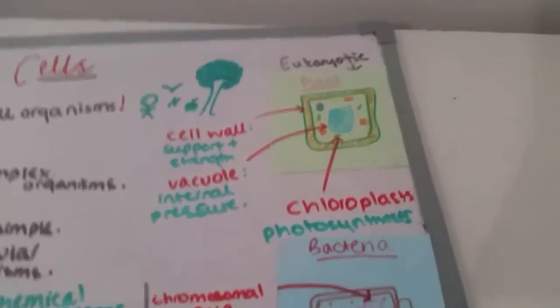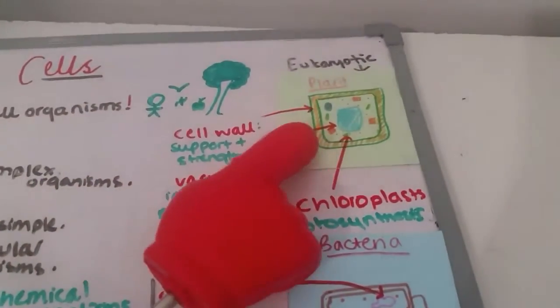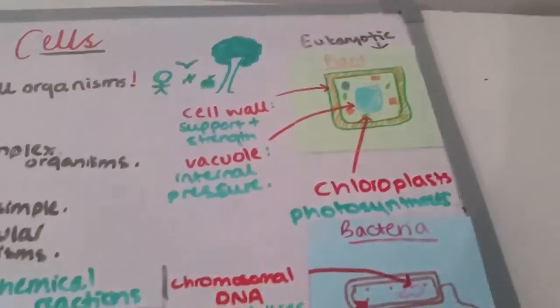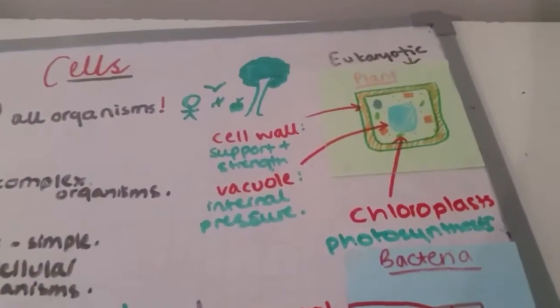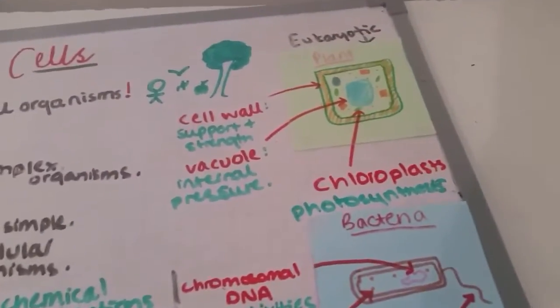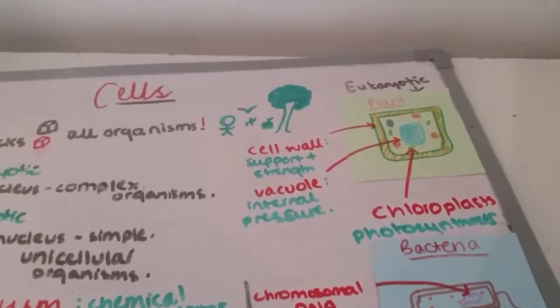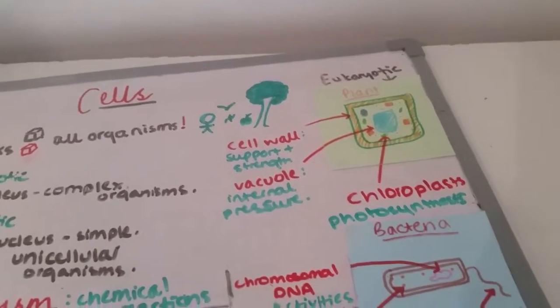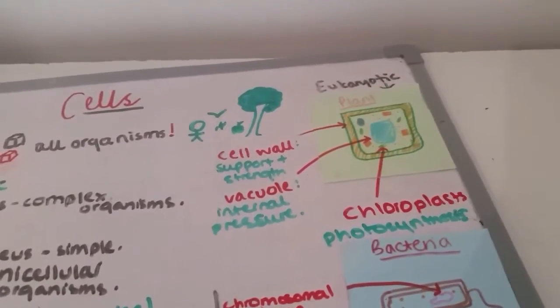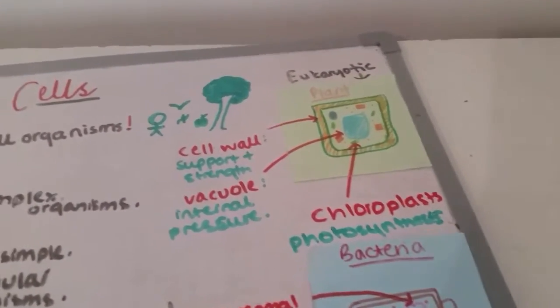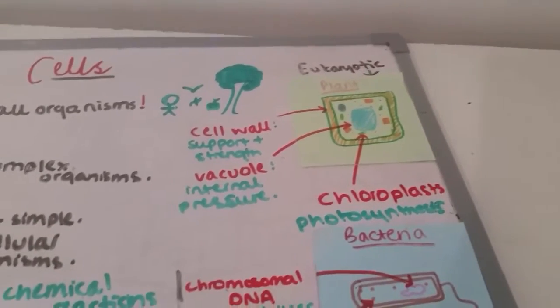Now, plant cells, they are similar to animal cells. They're also eukaryotic, but they have a few extra components. For example, they have a cell wall. The cell wall is made up of a tough fiber called cellulose, and it's used in order to support and strengthen the cell.